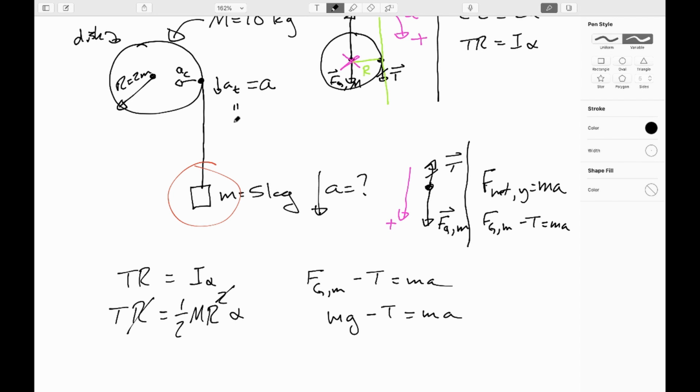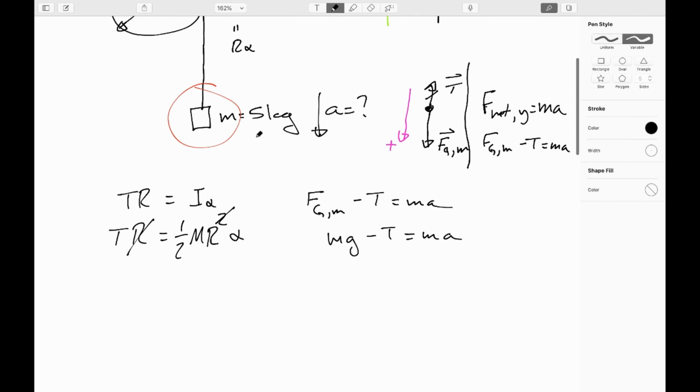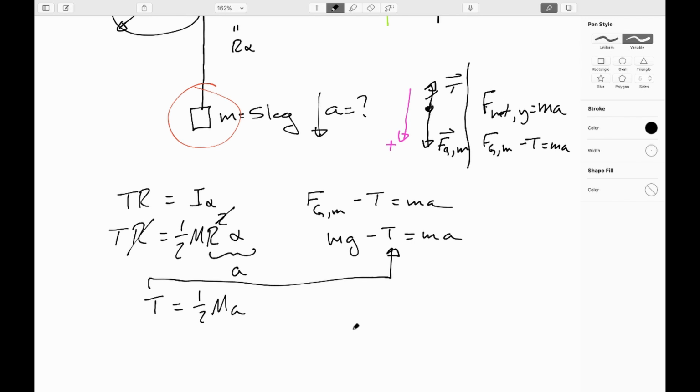But we know the tangential acceleration is equal to r alpha. So when we look here, we see an r alpha, and we can observe that that is the acceleration of our mass. Cool. So now we've got an expression just in terms of the tension. We get that the tension in the string is 1/2 the big mass times our common acceleration. We can take that and insert it over here to eliminate our unknown tension. So that's going to give us mg minus 1/2 big Ma equals little ma.